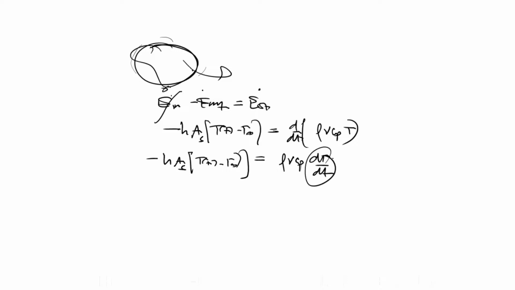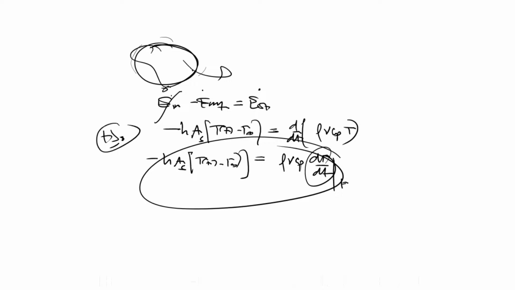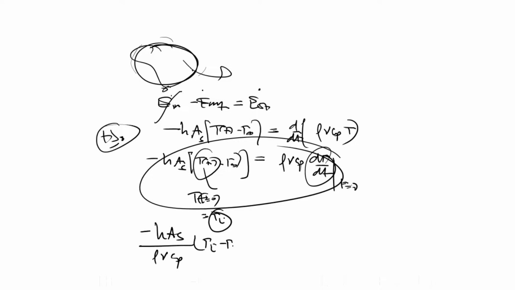So if you want to find at time t equal to 0, this is the energy balance at any time t more than or equal to 0. At time t equal to 0, we must know temperature at time t equal to 0, and temperature at time t equal to 0 is what? Initial temperature. So you can directly find out the answer. Minus h As upon rho V Cp into Ti minus T infinite will be the answer. This is what dT upon dt at time t equal to 0. Yes or no?